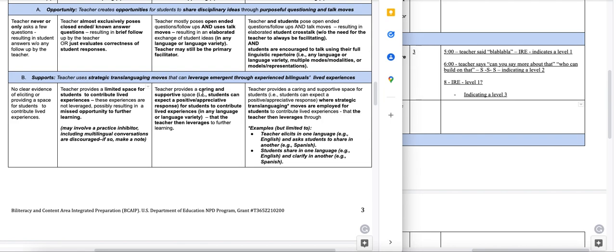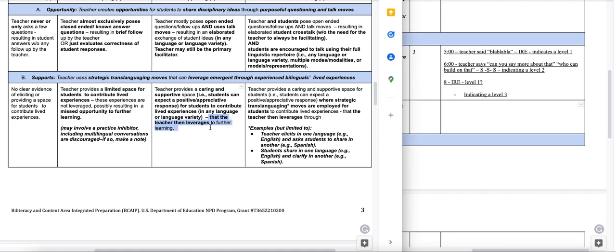So this looks like the teacher providing a caring and supportive space for students to contribute their lived experience in any language or language variety that the teacher then leverages to further learning. So again, I think the primary difference here is that the teacher is leveraging those students' contributions that have to do with their lived experiences outside of the class. They're braiding that in, they're integrating that idea and harnessing it to be part of the disciplinary sense making. And we're seeing the teacher creating a caring and supportive space so students can expect a positive or appreciative response, right? And a positive or appreciative response can just be the leveraging, I think.